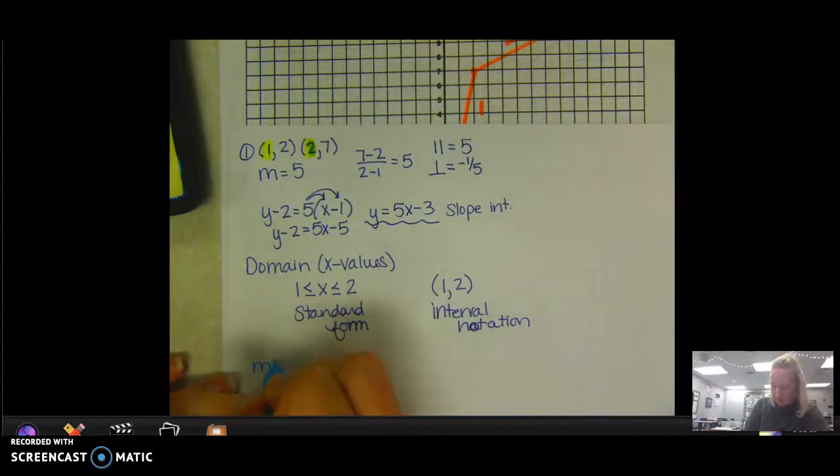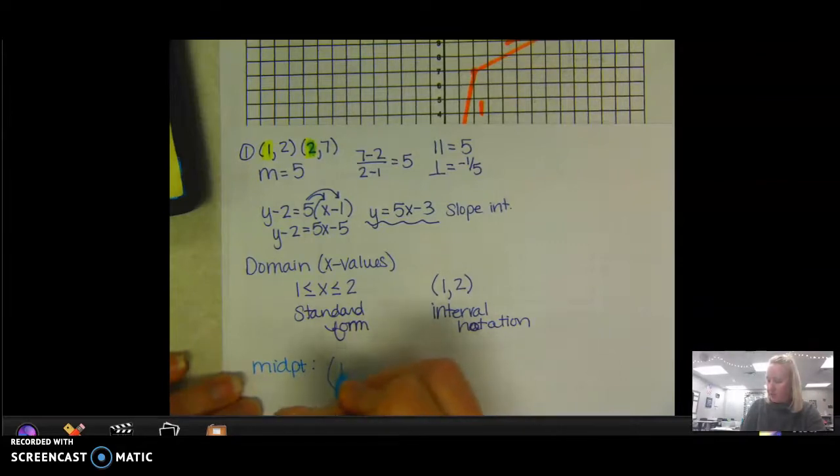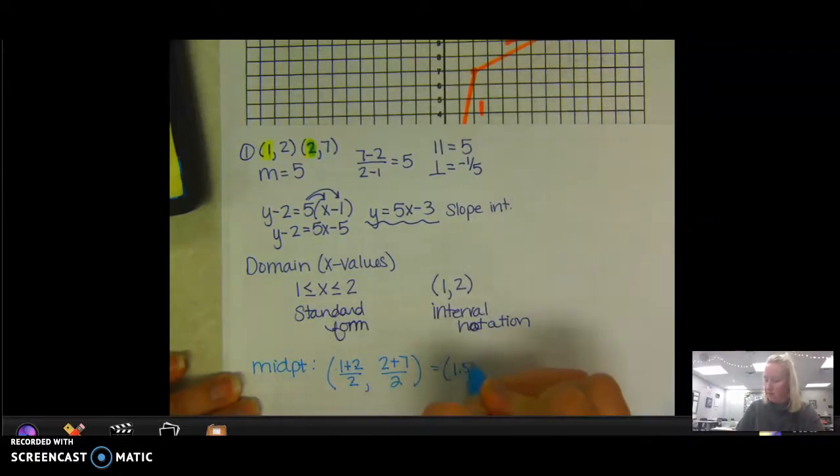Okay, so midpoint. Remember, the midpoint formula is you take your x values, add them, divide by 2, and do the same thing with your y values. Take your y values, add them, divide by 2, and that gives you your midpoint. So in this case, 1 plus 2 is 3, 3 divided by 2 is 1.5. 2 plus 7 is 9, 9 divided by 2 is 4.5.